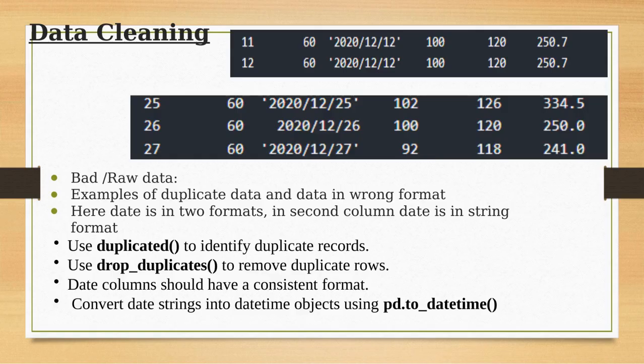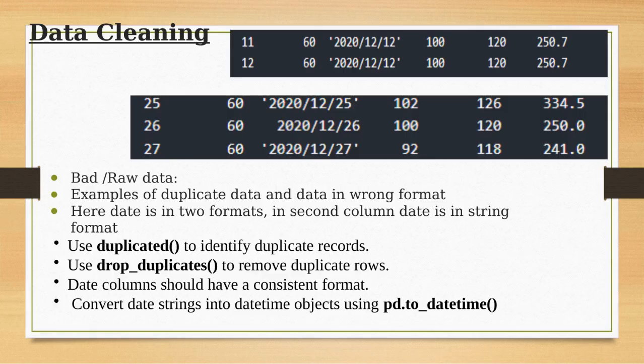Another common issue is inconsistent data formats. In this dataset, the date column contains dates in different formats. Some dates are stored as strings enclosed in quotes, while others may be stored as actual date values. Although these values may look similar, pandas may interpret them differently. This can create problems when sorting data, filtering by date, or performing time series analysis. To solve this problem, we convert the entire column into a consistent date-time format using pandas. After identifying duplicates and correcting date formats, the dataset becomes more reliable and ready for analysis or machine learning.